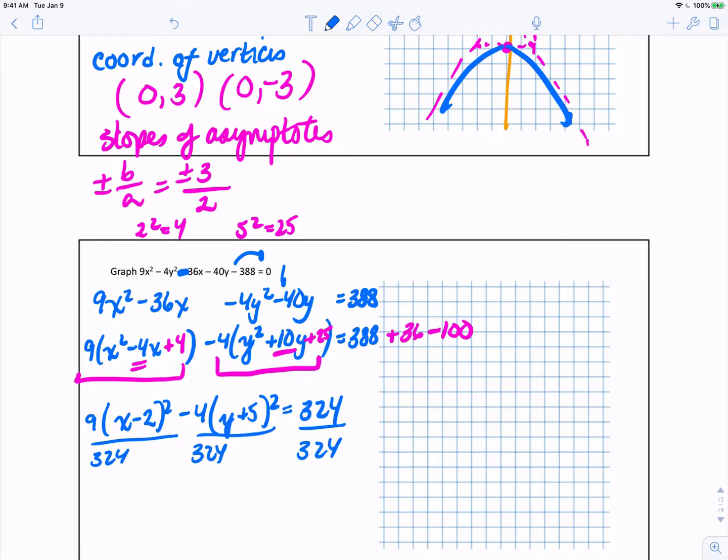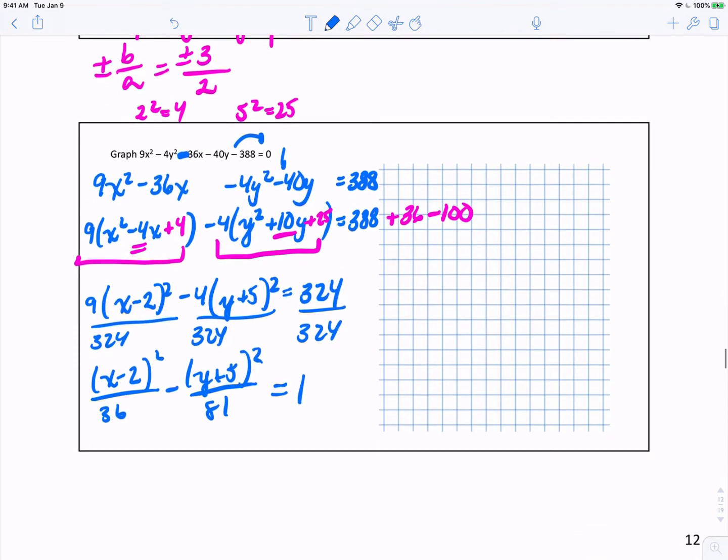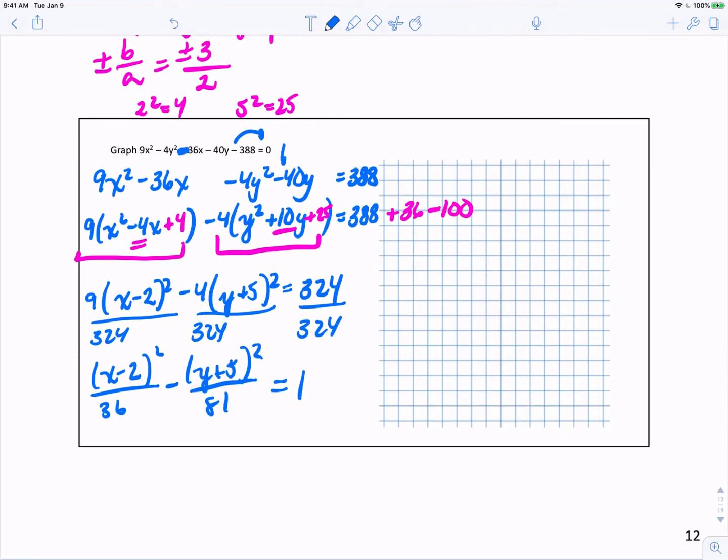All right, so let's hope that these fractions reduce. Yay. All right, so this first one is x minus 2 squared over 36. Let's try to reduce this next one. Great. This is going to be y plus 5 squared over 81 is equal to 1. And now that it's in standard form, we can go ahead and graph the hyperbola.